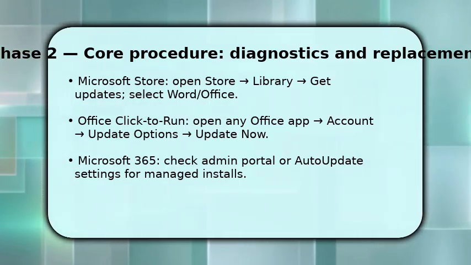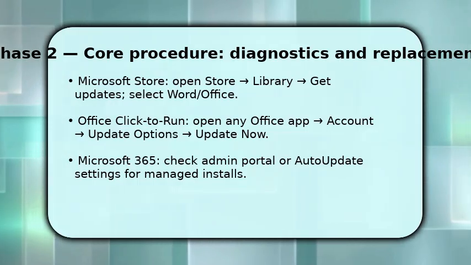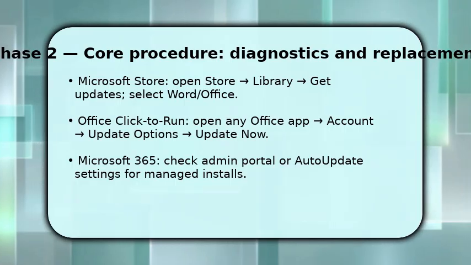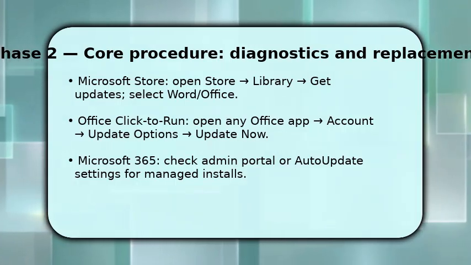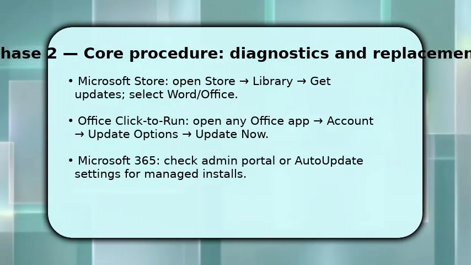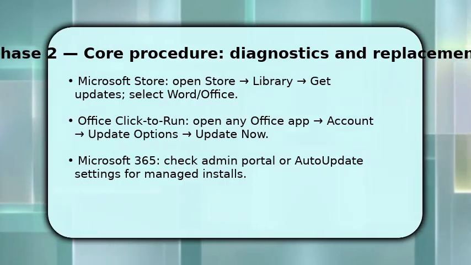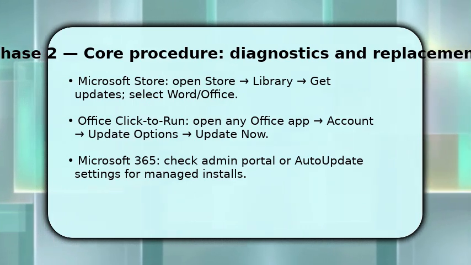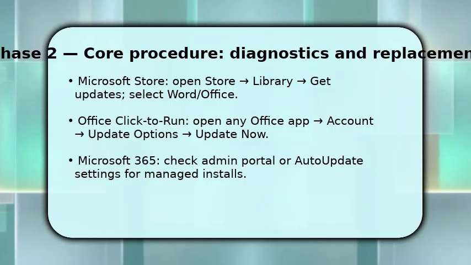For Click to Run or standalone installs, open Word, choose File → Account, then Update Options → Update Now. This forces the Office Update agent to check and apply patches. Once done, make sure to restart Word and optionally reboot Windows so new files register. This ensures version consistency.